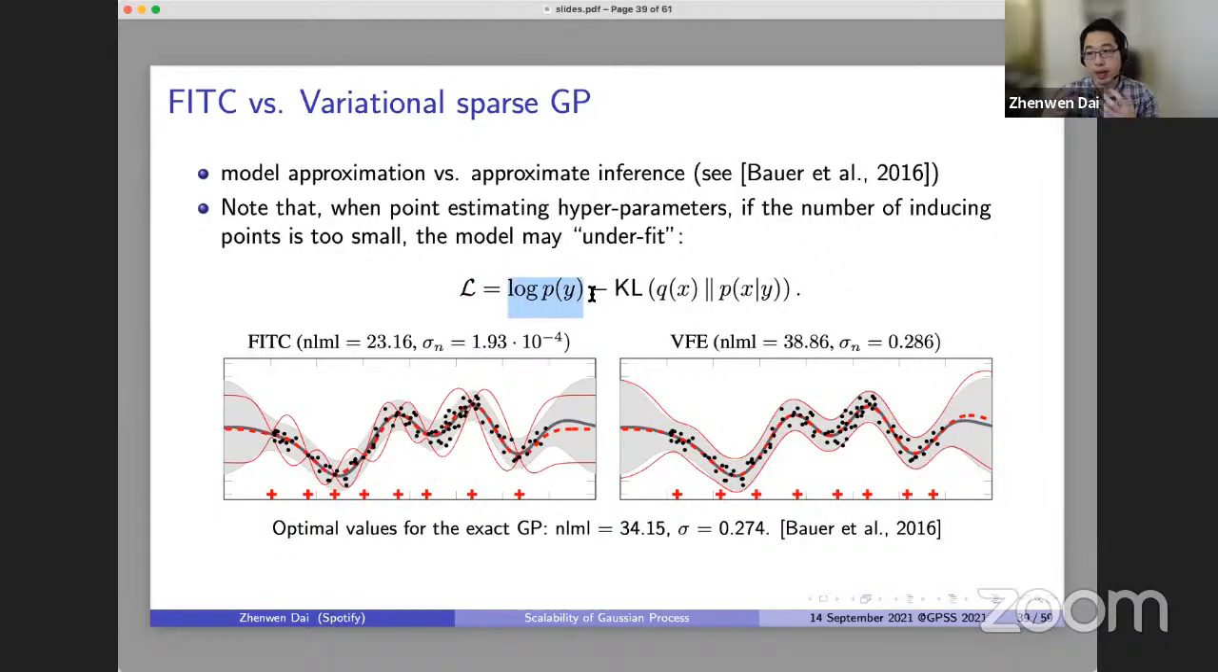So the way it ends up is that it will find kernel hyperparameters that are suitable for a limited number of inducing points, and it will smooth out to cover the existing data as much as possible, which often leads to overly smooth inference results. So we sometimes describe it as underfitting, which is also quite a norm for variational sparse Gaussian processes.